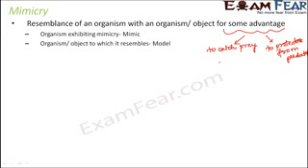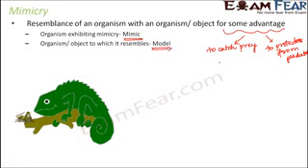So the organism which exhibits mimicry, or which shows mimicry, is called the mimic, and the organism or the object which it resembles is called the model. So basically the mimic is kind of resembling the model. So that model could be another organism. The model could also be a non-living object. Now let us take an example.